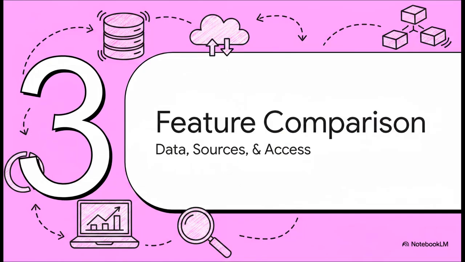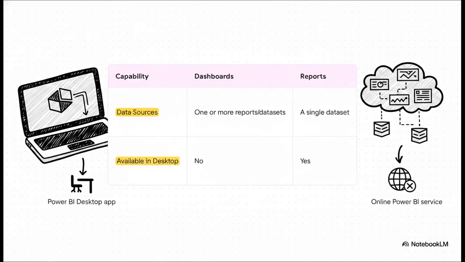So let's start at the very beginning, with the data itself. Where's it all coming from, and where do you even build these things? Okay, this first point is a huge deal. Reports are kind of like your workshop. You build them in the Power BI Desktop app. And each report is tied to just one single data set. It's a deep look at one specific topic. Dashboards, on the other hand, are like the showroom. You piece them together online and you can pull in the best-looking visuals from lots of different reports. This gives you that big 30,000-foot view of the whole business, not just one little piece of it.